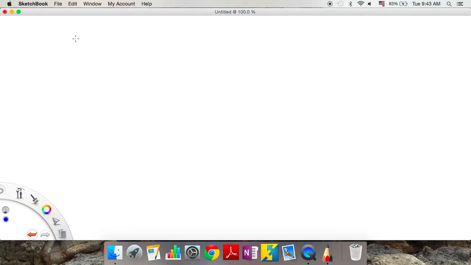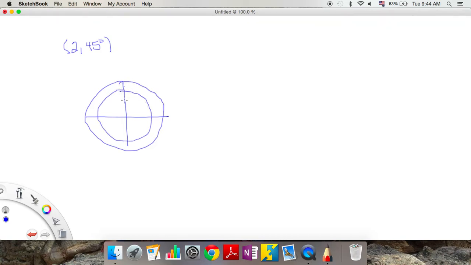Let's say we have a point 2, comma, 45 degrees. Well, if we have our graph, this is going to take me a little bit longer than you guys because I won't have the graph paper. So 45 degrees is halfway between the 0 degree line and the 90 degree line. And we went up 2, so our point would be right here, because this line here is 45 degrees.